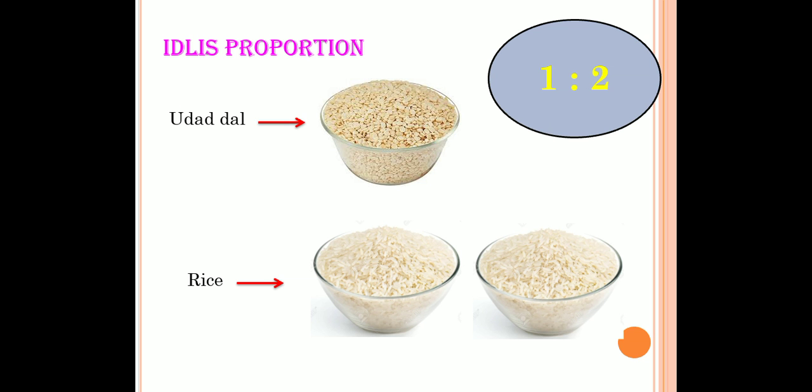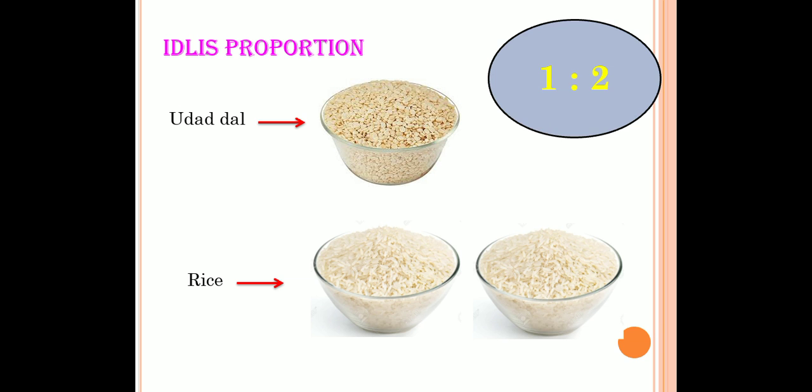Have you understood? Urad dal to rice. So your urad dal will come first because you have taken that name as the first concept. So that will come in the numerator. So that is why it is 1:2. So the idli proportion we have found out is 1 cup of urad dal and 2 cups of rice. So that is why it is 1:2.